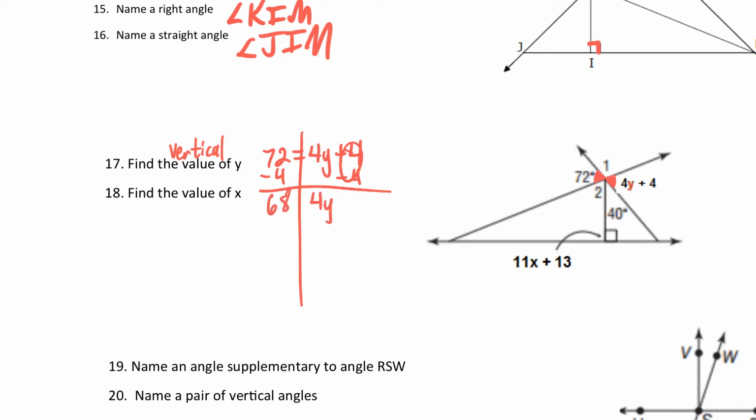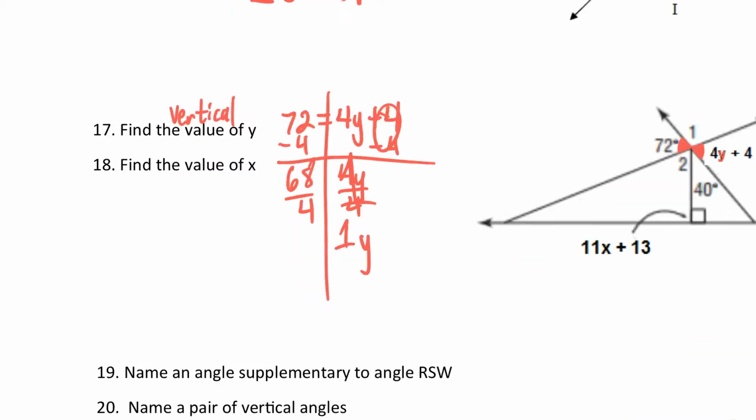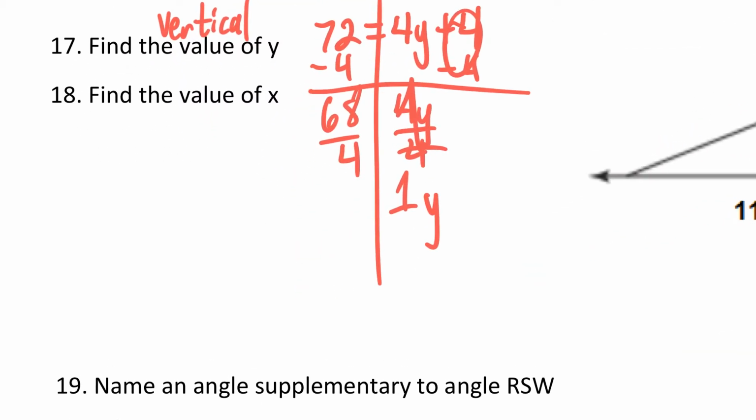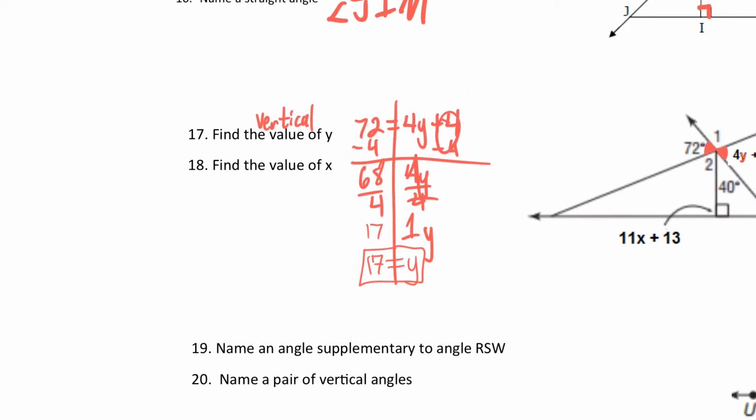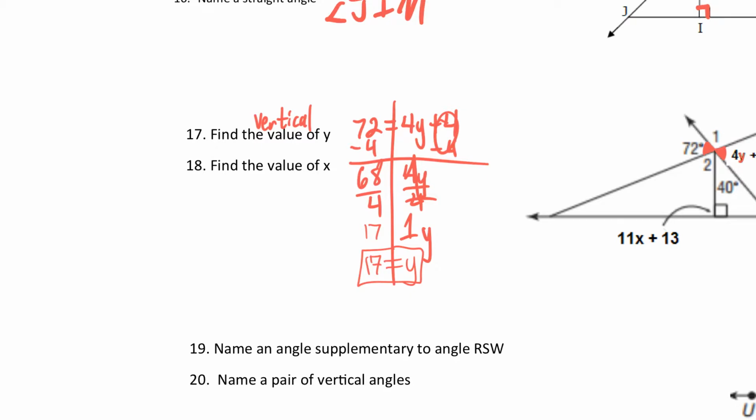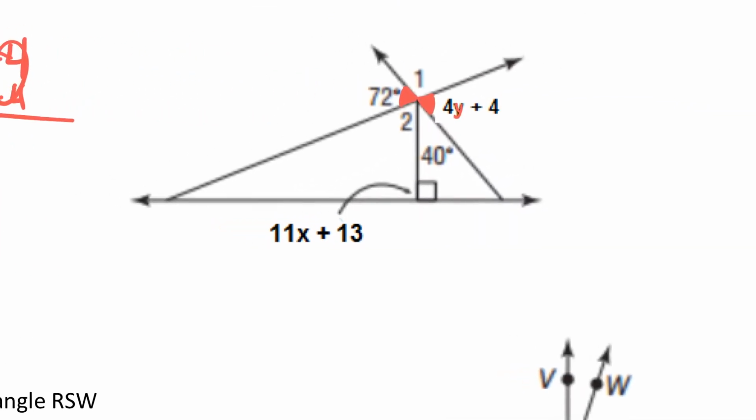So 68 equals 4y. Divided by 4. And what's that going to be? 17? What is it? Yeah. So y equals 17.